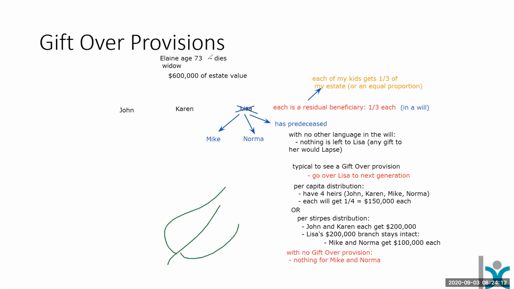So that's your per stirpes, right? Each of those little branches in Latin would be a stirpes, okay?